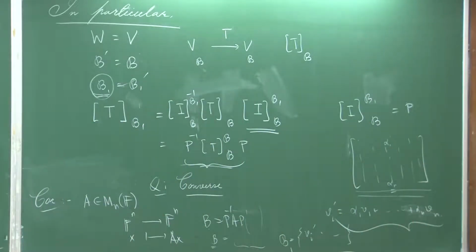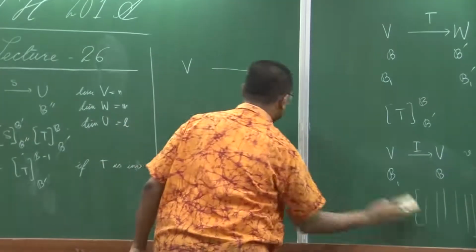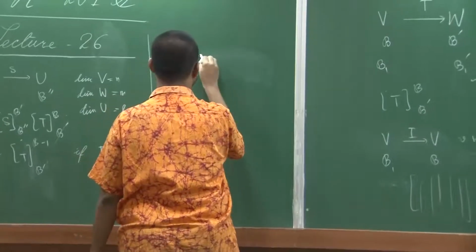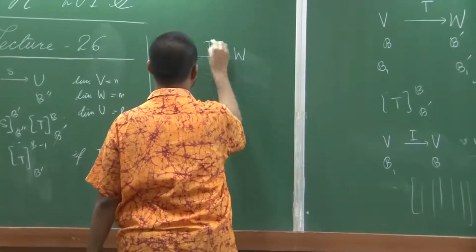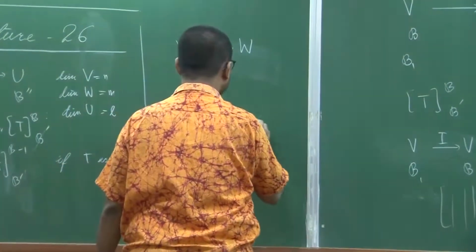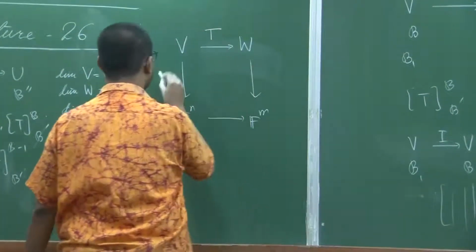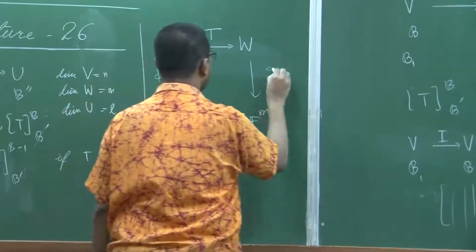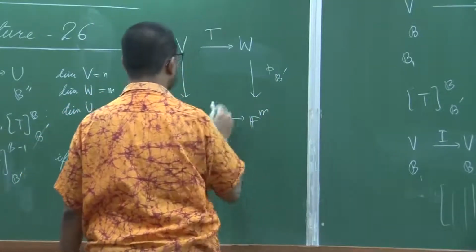Try to understand that in the general context, suppose I have T, let this be Fn, let this be Fm, by choosing ordered bases and passing through a coordinate system.